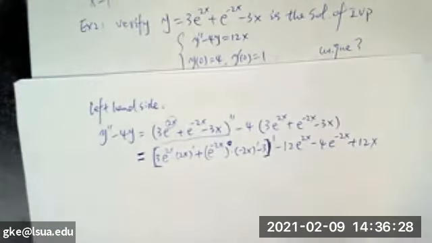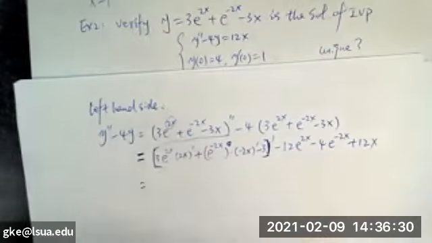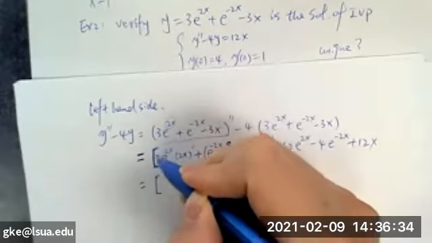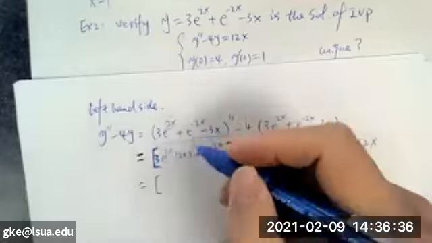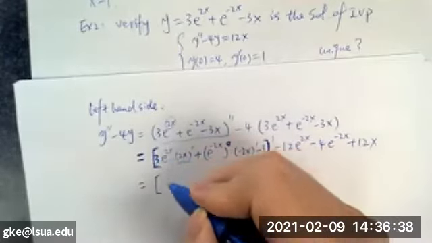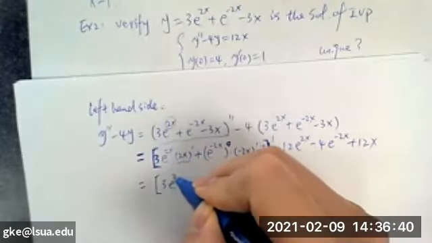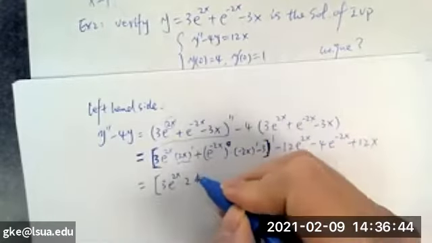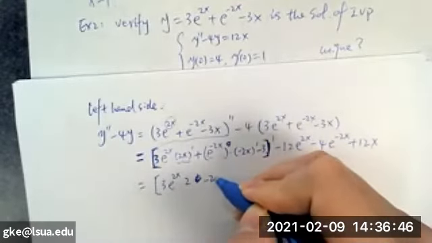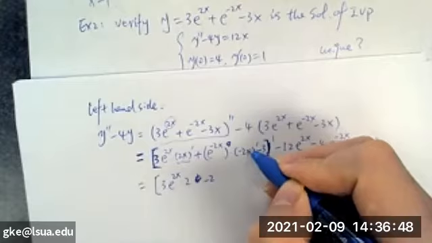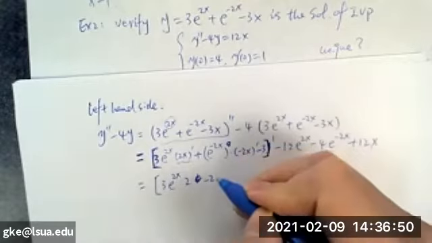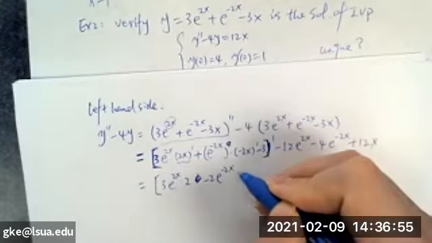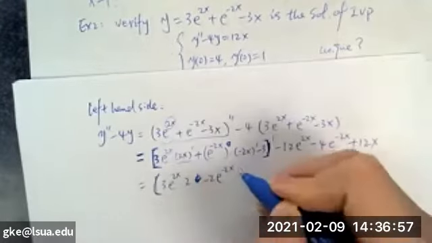Now, for this term, the derivative will be 2. And this one will be -2x. So we get the derivative of this constant is 0.